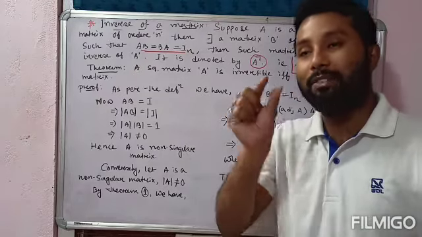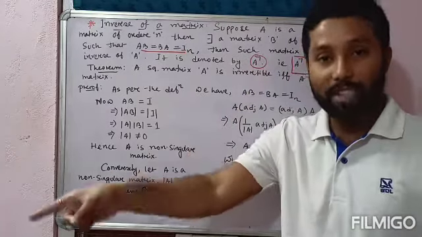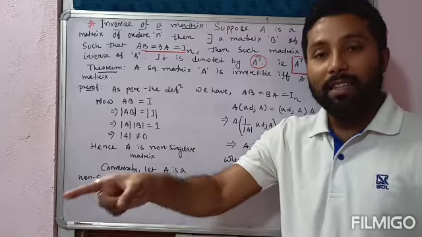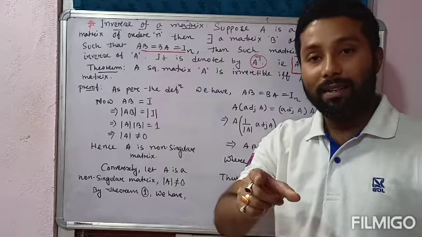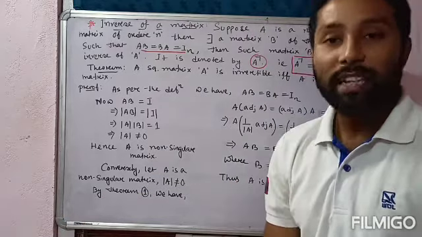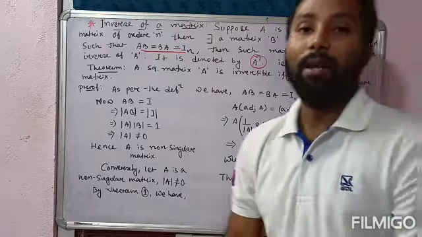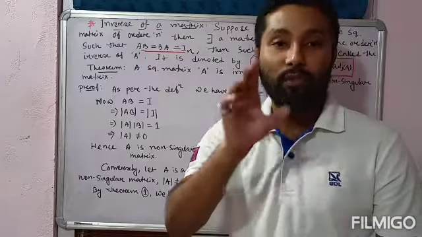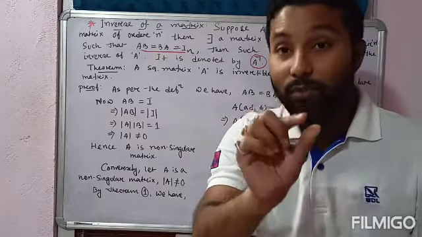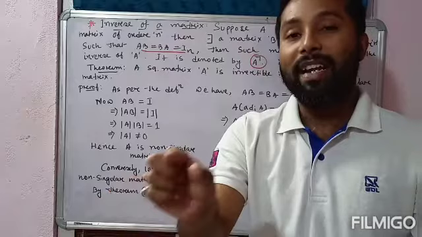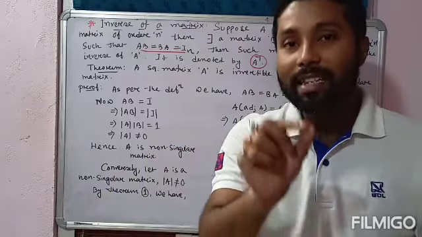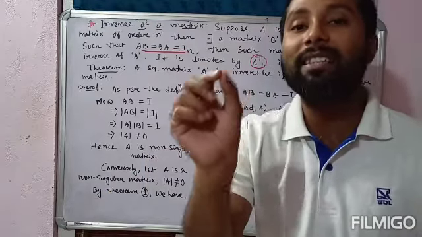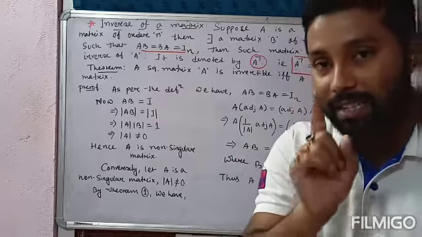So when you have to find the inverse of a matrix, the determinant must be not equal to 0. That means the matrix must be a non-singular matrix. In case of a non-singular matrix, only inverse exists, whereas in case of a singular matrix, inverse does not exist. Always remember this.